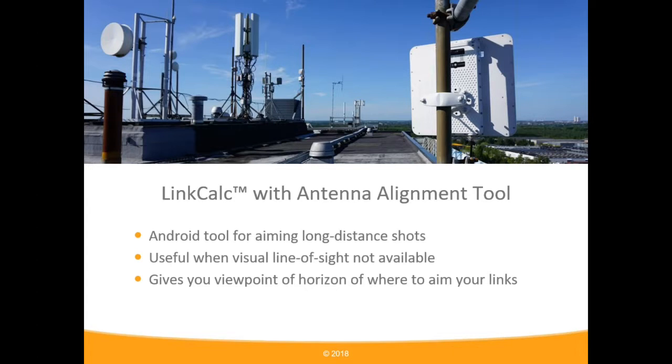We also have an antenna alignment tool for Android platforms, which is useful primarily for long distance shots. It'll give you a view of the horizon and where you need to point the antenna. That's very useful when I don't have visual line of sight because it's too far away, but I still have radio frequency line of sight. The radios can still see each other, but typically in those applications I'm using high gain antennas, so the beam widths are narrow, and I have to make sure that the antennas on both sides of the link are pointed in the right direction. So this is a very useful tool for knowing how to aim your links, especially when I don't have direct line of sight to the other side.